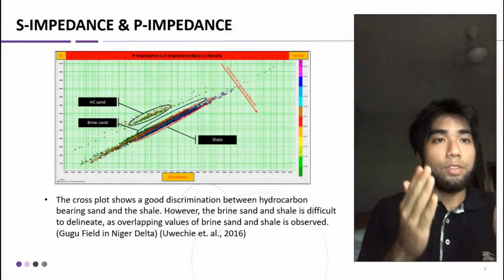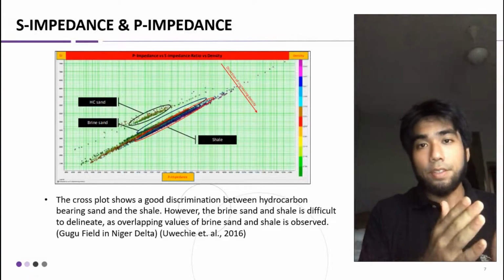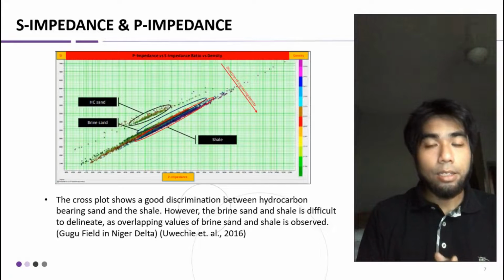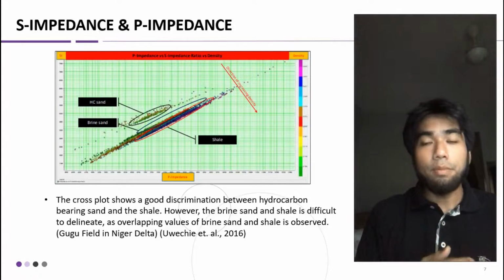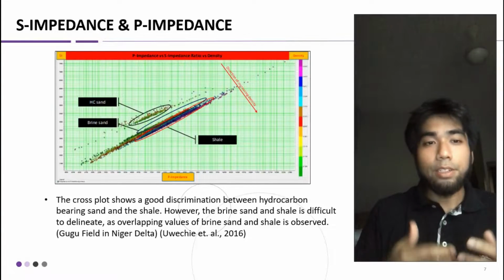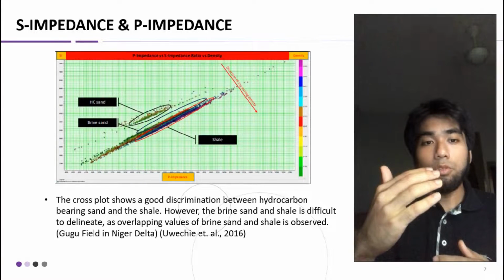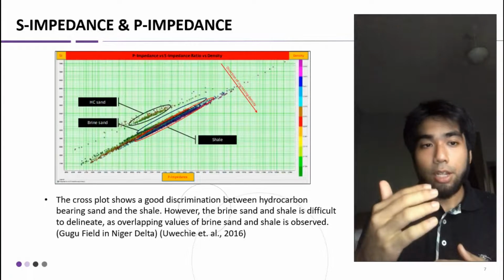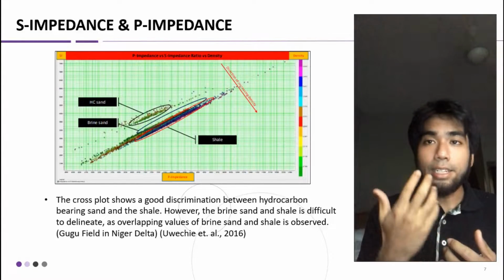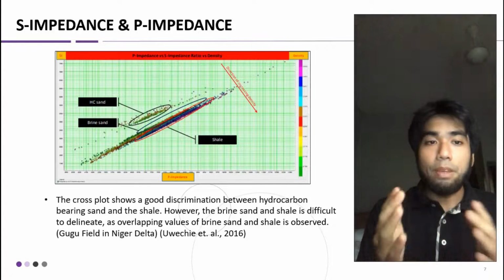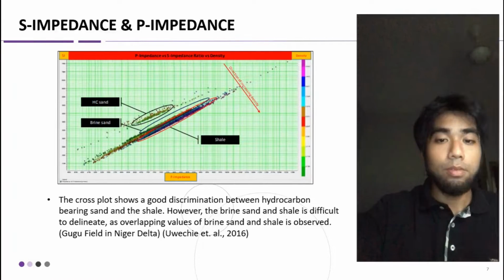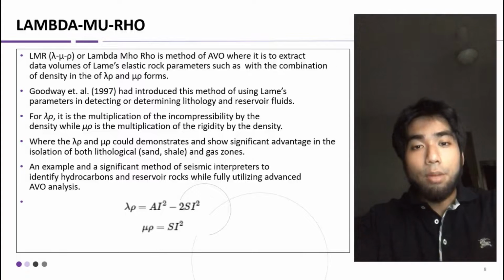Alright, if you can see in the slide, this is an example from a field in Nigeria. They are using an S impedance and P impedance cross plot. From the cross plot, we could say it's a good discrimination between hydrocarbon bearing sand and the shale. However, the brine sand and shale is difficult to delineate, as overlapping values of brine sand and shale could be observed in the slide.